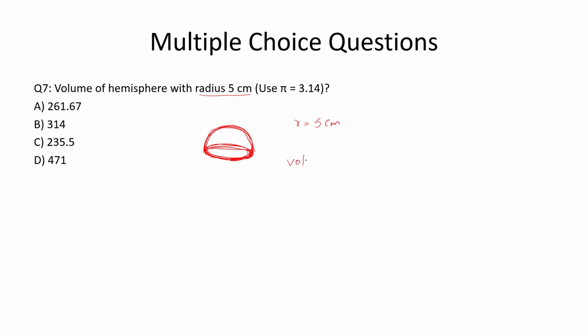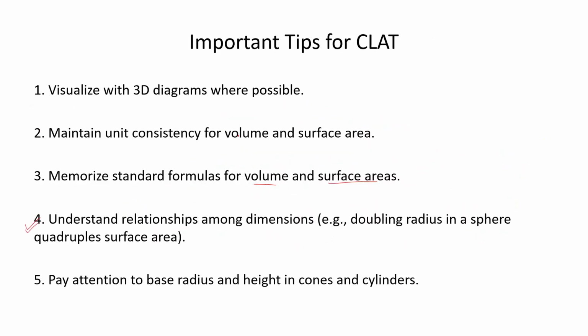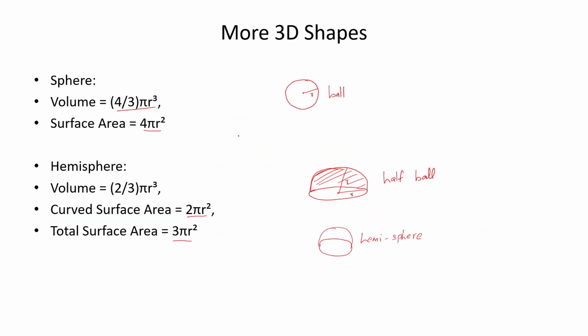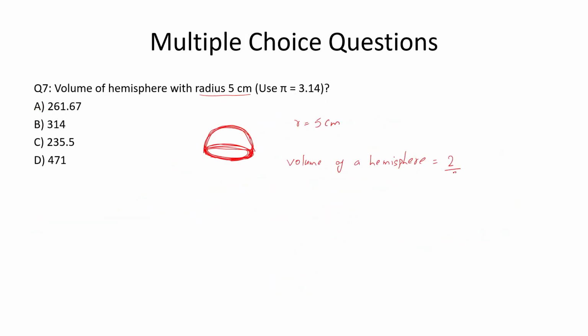Now volume of a hemisphere. Remember the formula? Volume of a hemisphere. So it is half of the volume of a sphere because it is half of the ball. But even I don't remember volume of a ball, it is 4 something. Volume of a hemisphere is 2 by 3 pi r cube. Okay, 2 by 3 pi r cube.